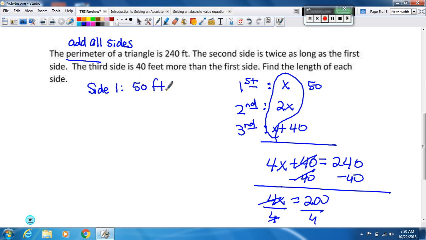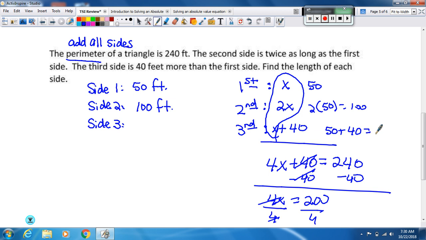50 feet. Side 2 is 2 times x, so 2 times 50 is 100. And side 3 is x plus 40, so 50 plus 40 is 90. And that one's finished.